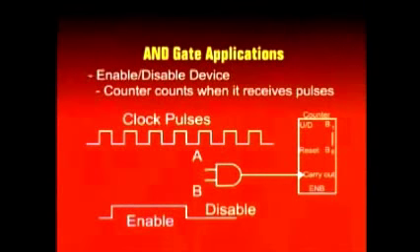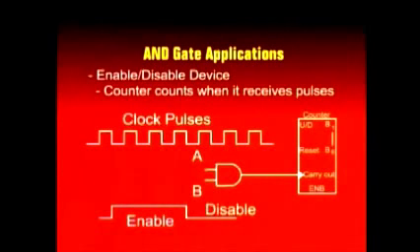Before we move on any further, let's have a look at the use of these 3 gates, the AND gate, the OR gate and the NOT gate. So let us have a look at the diagrams. The AND gate can be used to enable or disable a device. Consider a counter. How does a counter count? Well, it is connected to a clock input. So as the counter receives the clock pulses, it increments its count.